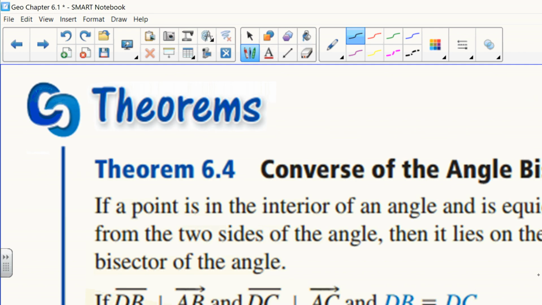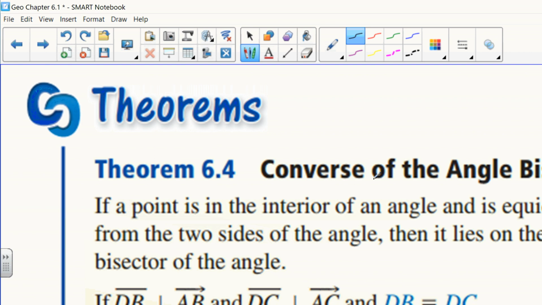So the last theorem that we have for today is the converse of the angle bisector theorem. So if we're given this setup, now we need two things. First main thing is we need that these are both right angles. If we're given these two right angles and the distance to these lines are the same, BD is the same as DC, it means that this here is going to be an angle bisector. It means it's going to cut the angle in half.